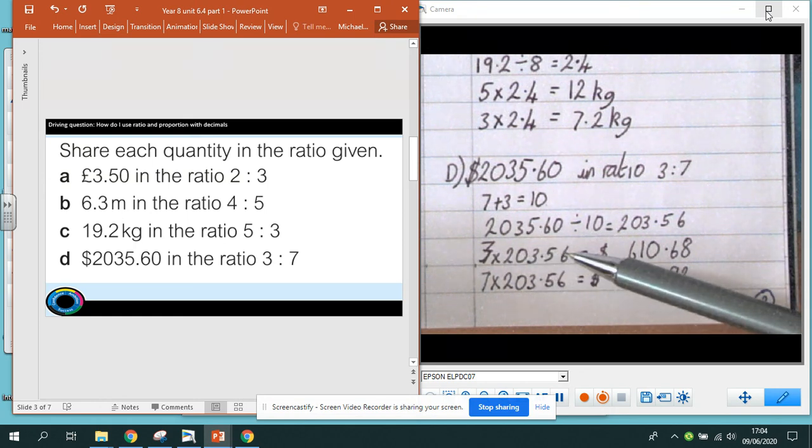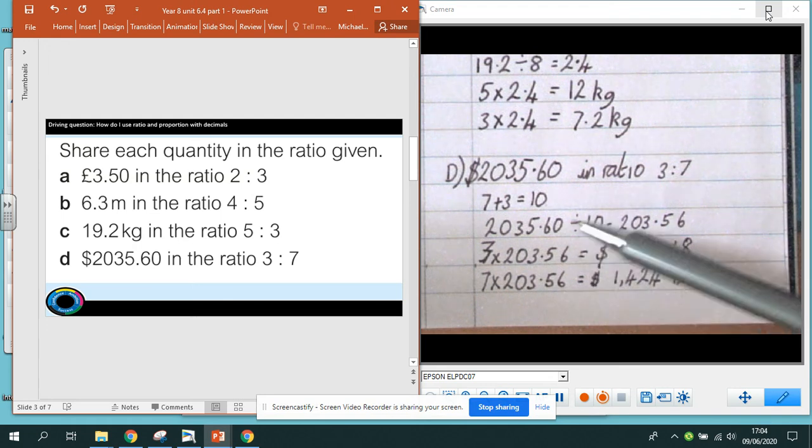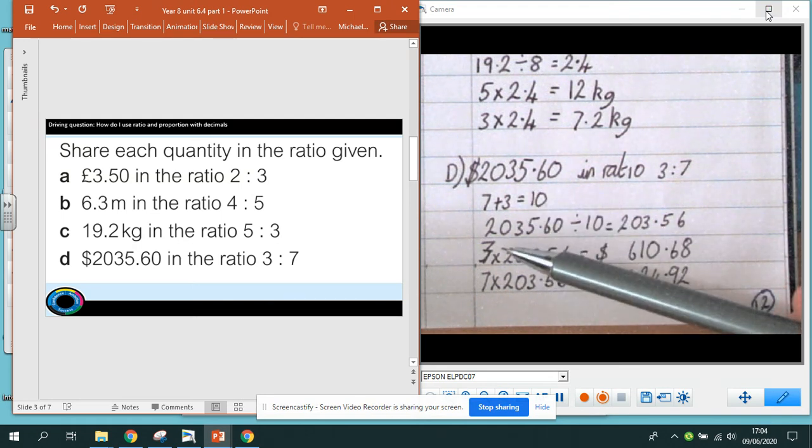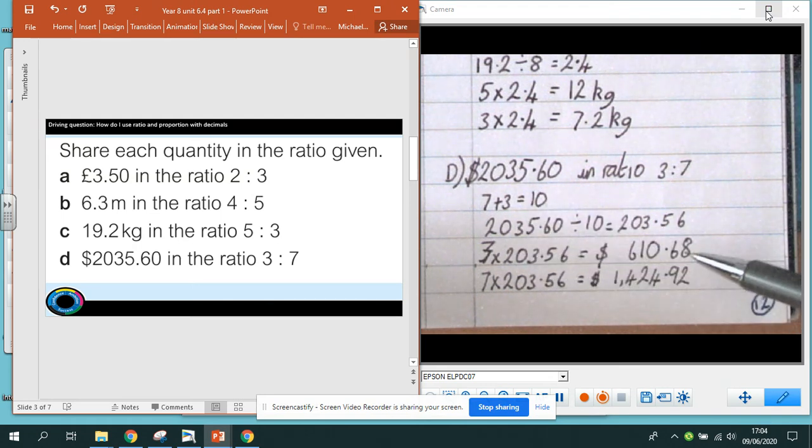7 times £203.56. Sorry, 3 times, my mistake, it's the way I've written that. Yeah, 3 times £203.56 is £610.68. 7 times £203.56 is £1,424.92. If you add those together, you'll get back to where we started.